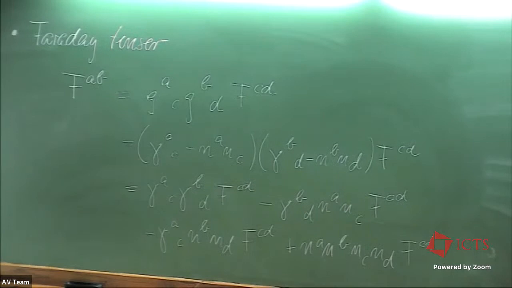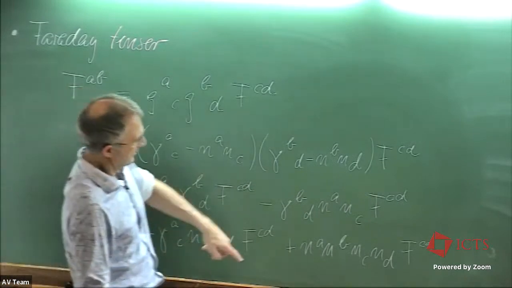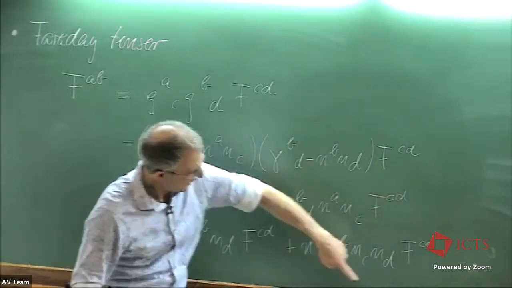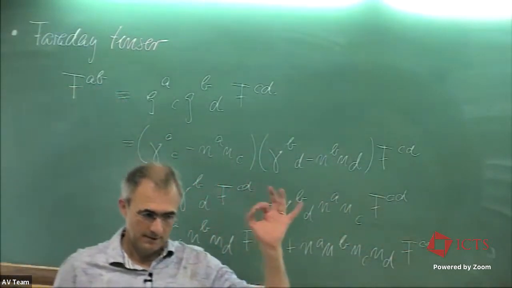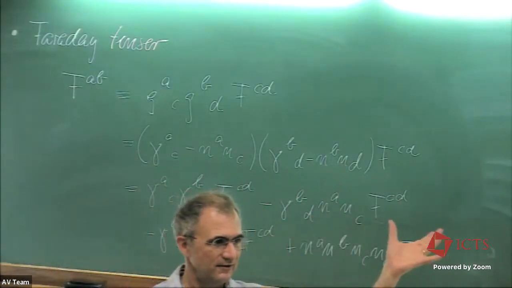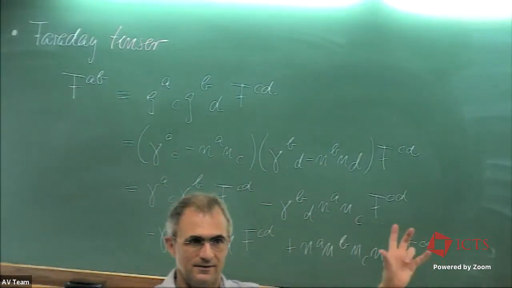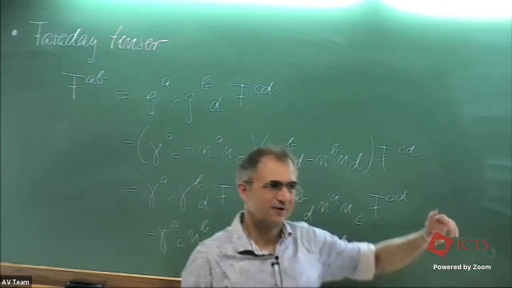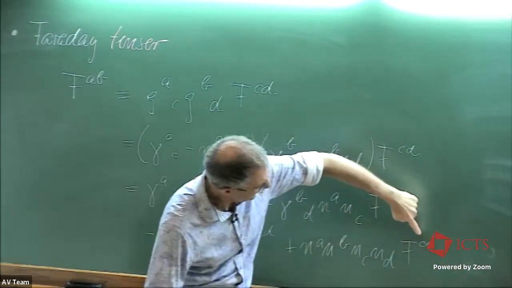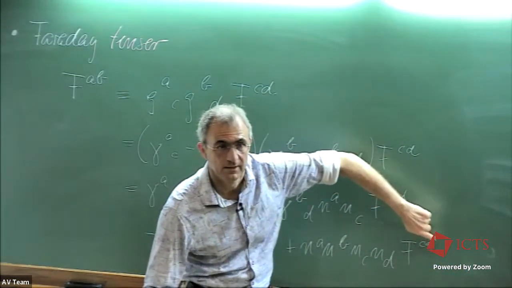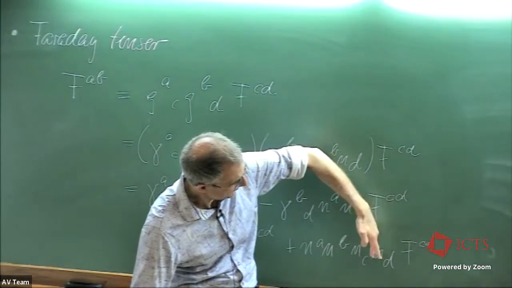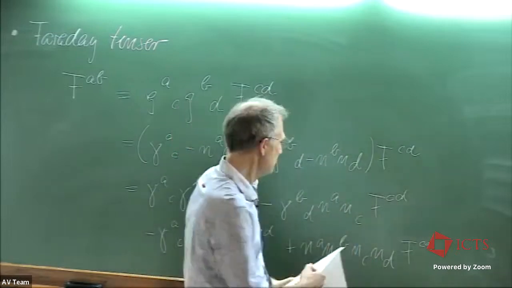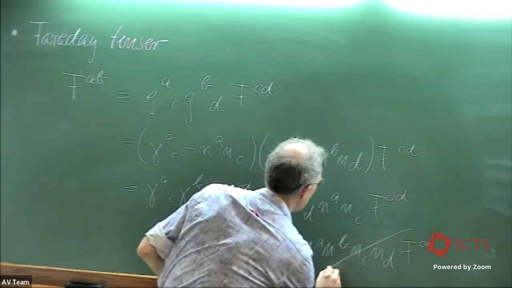Okay, you're checking my indices. Now, does anybody see what this last term is? It is zero. Actually, why is it zero? Because of symmetries. F_CD is antisymmetric, so I would pick up a negative sign if I flip these indices, but here I would get a positive sign because these are symmetric. So this term must be zero. So one term is already gone.